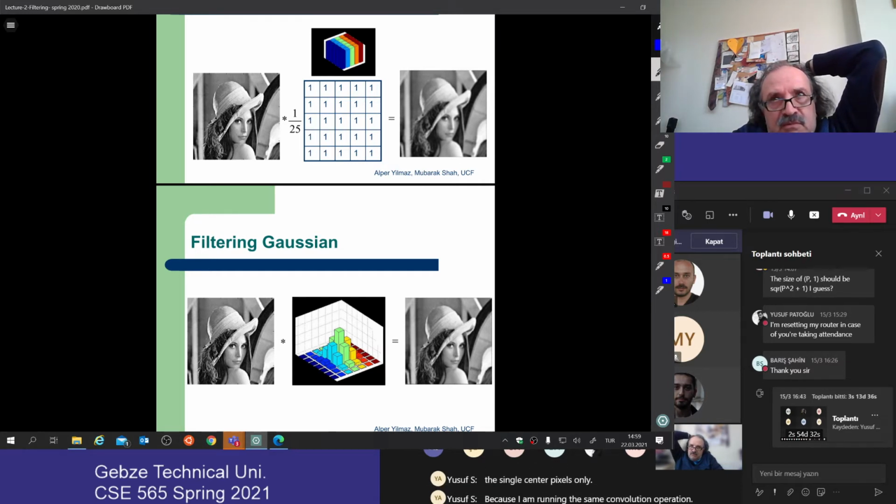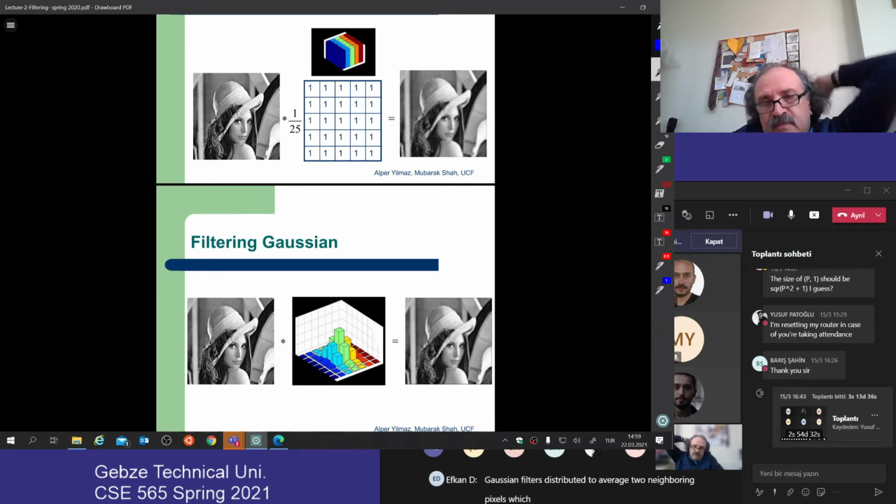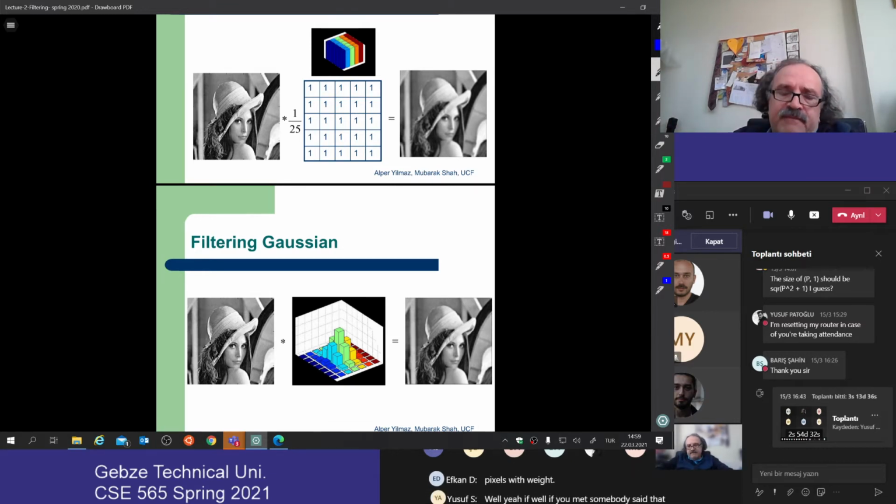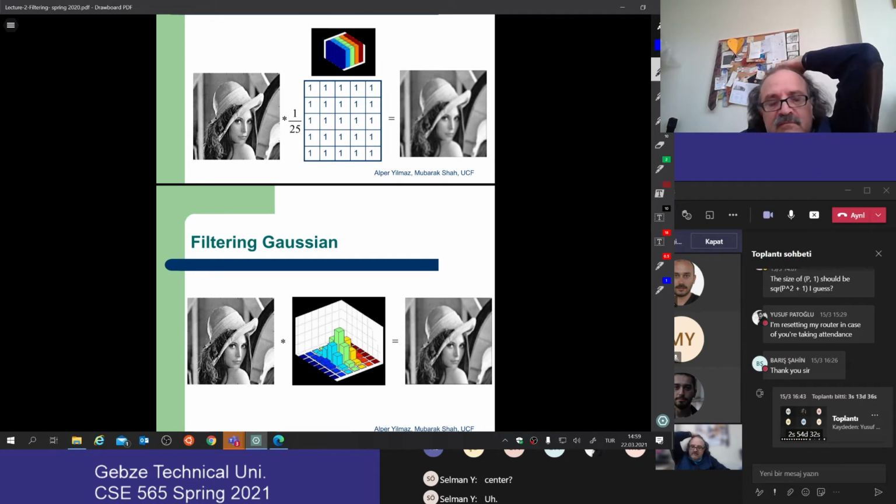Gaussian filters distribute the average to neighboring pixels with a weight. Well, a few minutes ago somebody said that already. It gives more weight to the closer, more relevant pixels. Noise is less likely to occur at the center. I think that when we measure, the closest point should be the more accurate point.